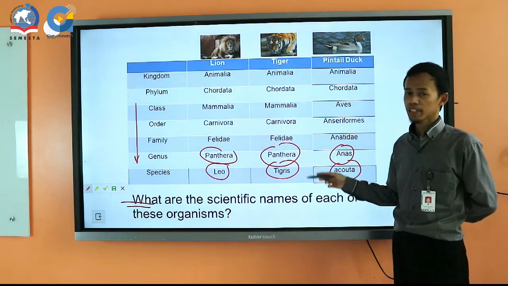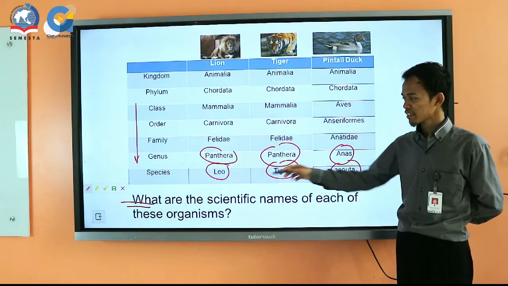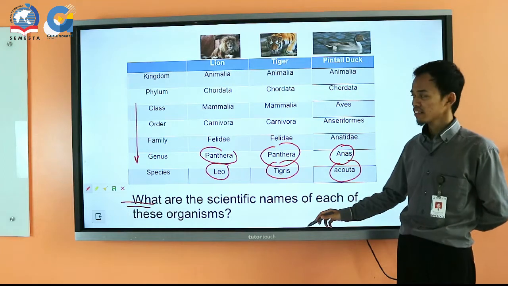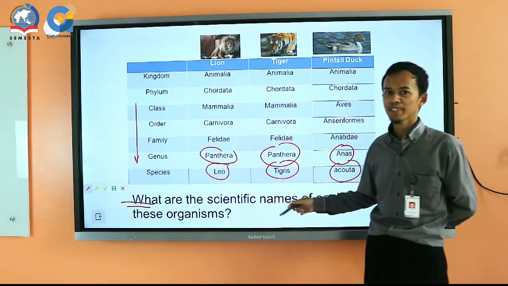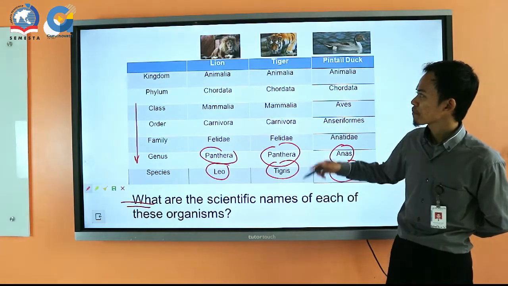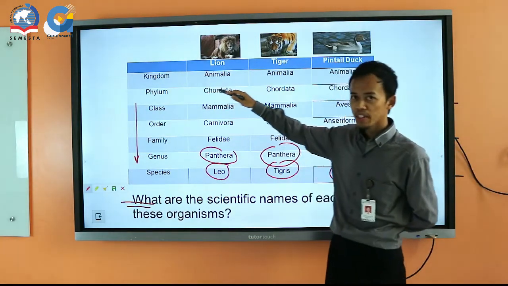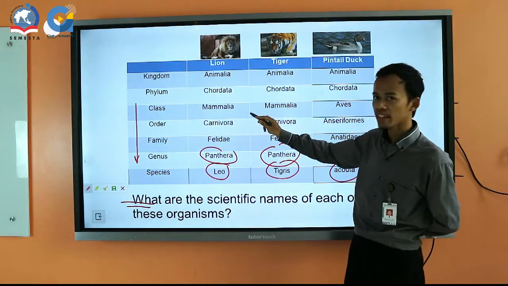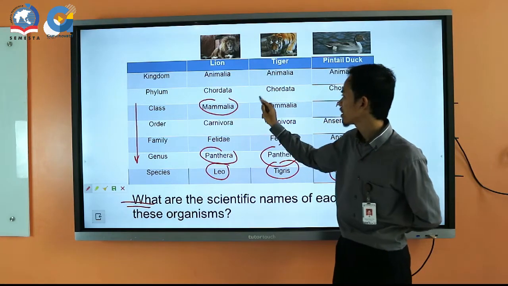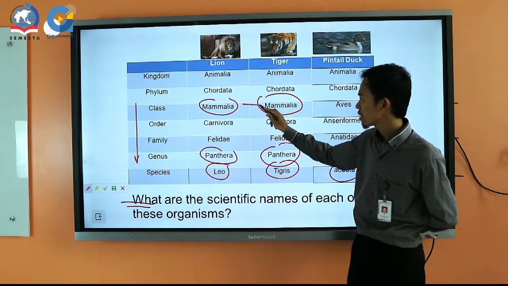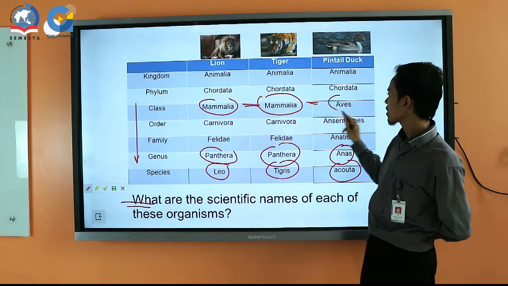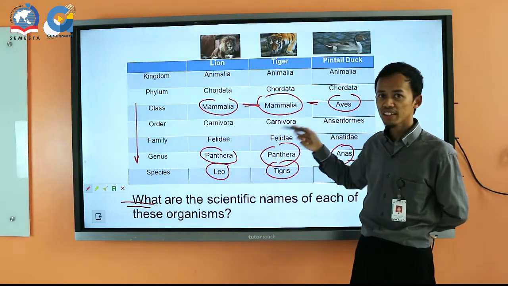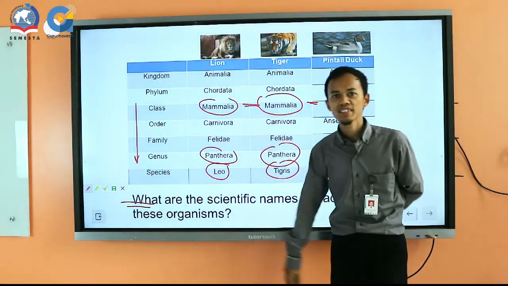Maybe you have read the materials last night, so you can answer these questions. But don't worry, if you haven't read the materials, I'll give you tips and tricks to learn this topic easily. Please stay focused on the table, and you can see the difference between the class of the lion and the tiger. They are similar, the same, but Aves is different. You will learn the details in the next topic about vertebrates.